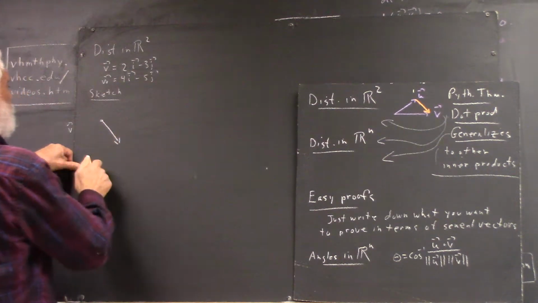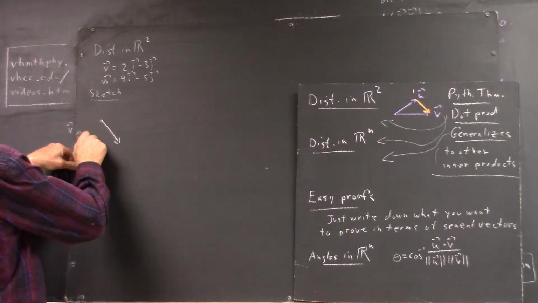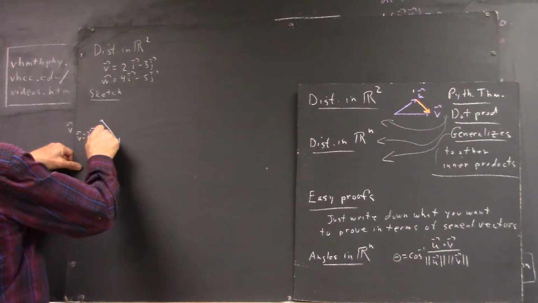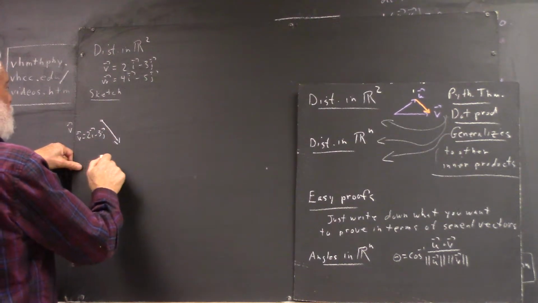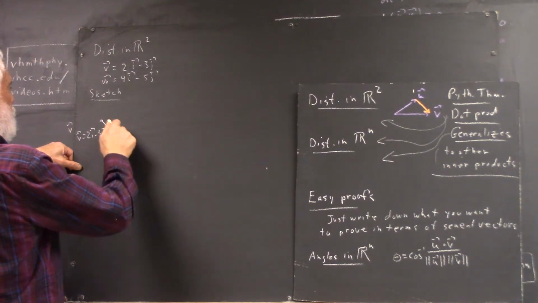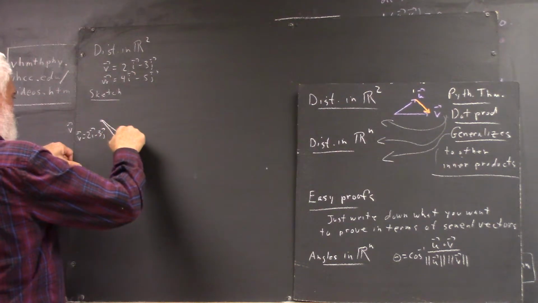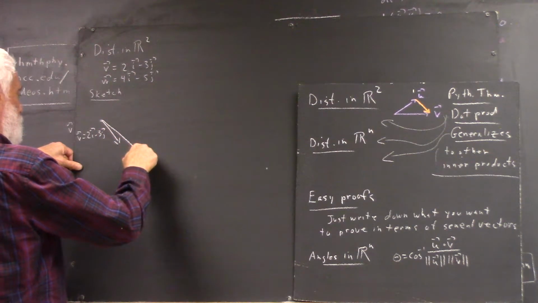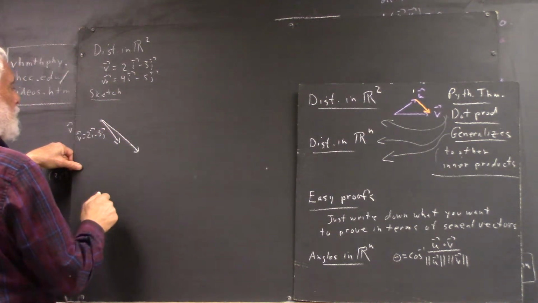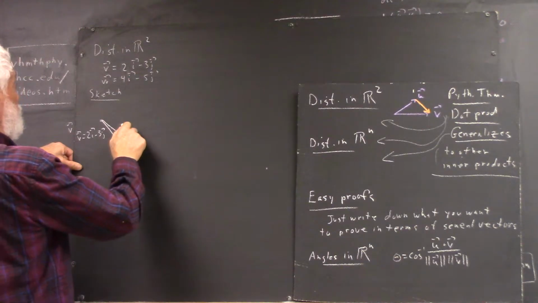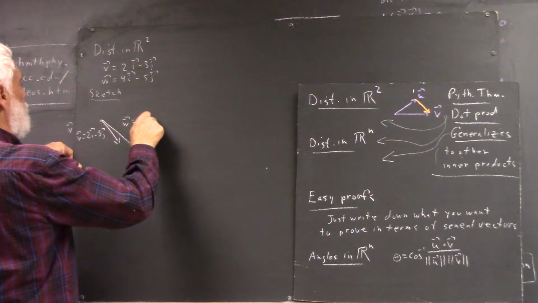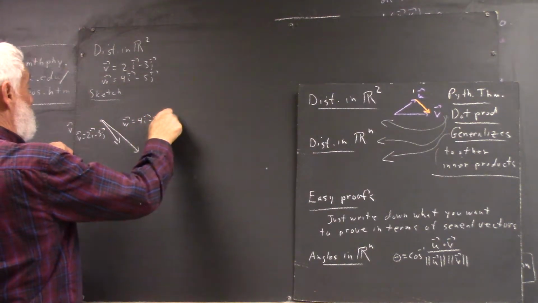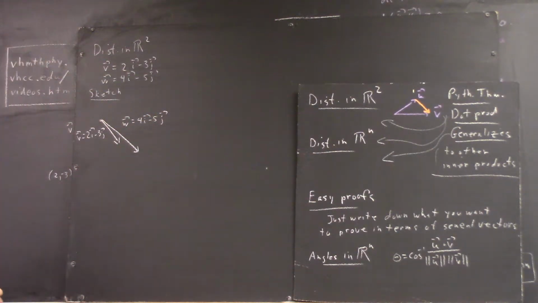So let's say this is your vector v equals 2i minus 3j. 2 units this way, 3 units this way. And then the other one, in a not parallel direction, but a very similar direction, is w equals 4i minus 5j. Okay? So that's what your sketch should look like.